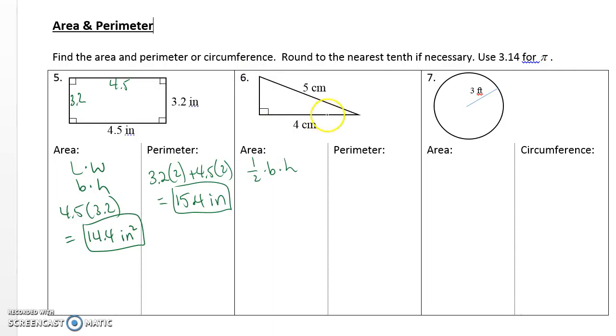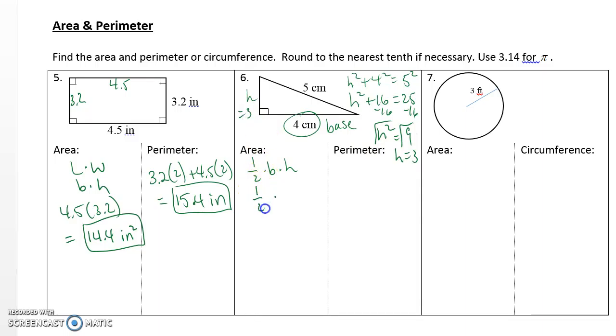The area of a triangle is 1/2 base times height. Looking at the triangle, the base and height should make up that 90-degree angle. So we have the base is 4, but the question is, what is the height? So I need to use the Pythagorean theorem for that. H squared plus 4 squared equals 5 squared. I know this is 16, and this is 25. If you subtract the 16, you get 9, and therefore my height must be 3.